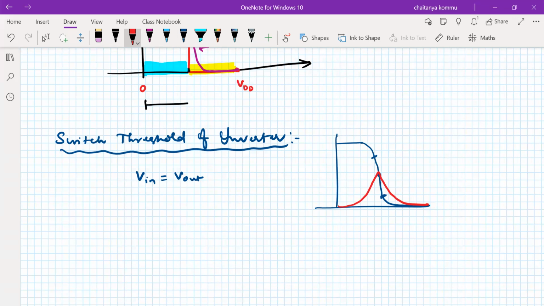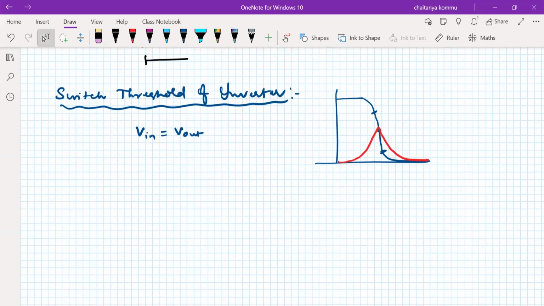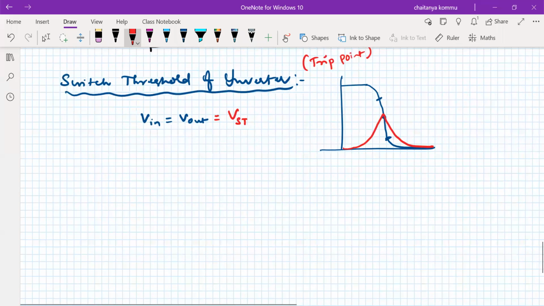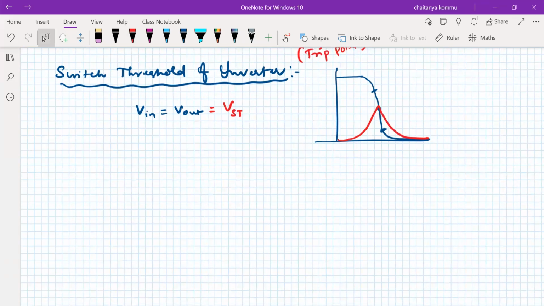So this particular voltage we can call the switching threshold, or the trip point. The trip point, or trip voltage, is nothing but the voltage at which both the input and output are equal, or I can say the maximum current will flow in the CMOS inverter. That observation is necessary. It's very important, and it's very easy to find out VST.